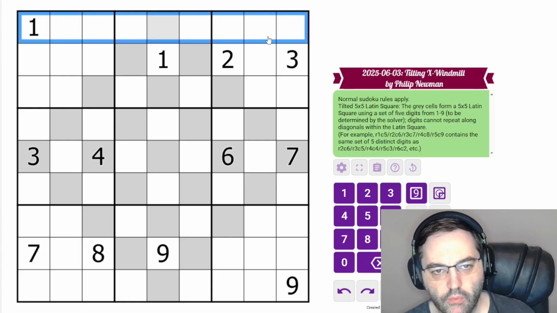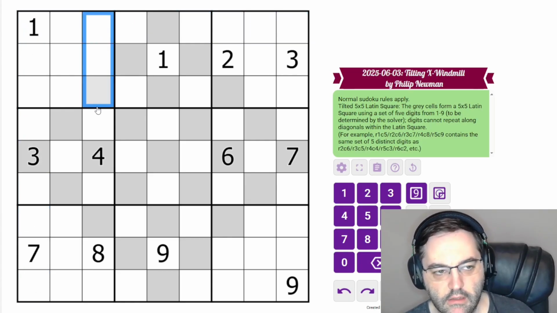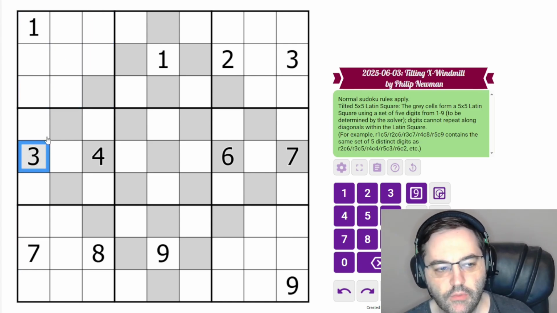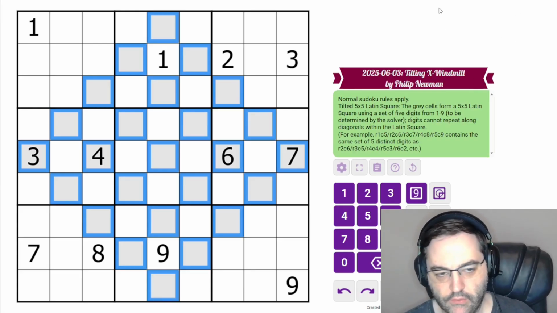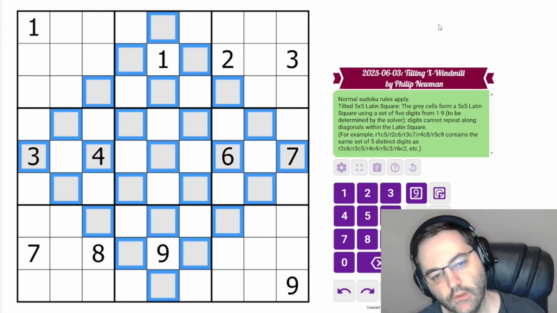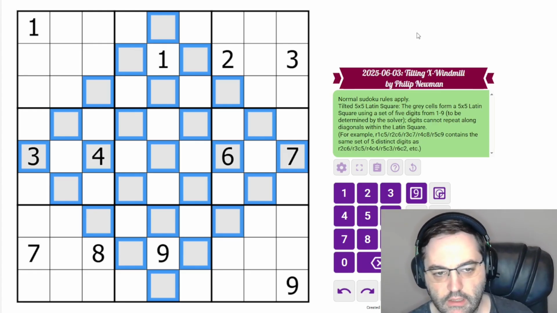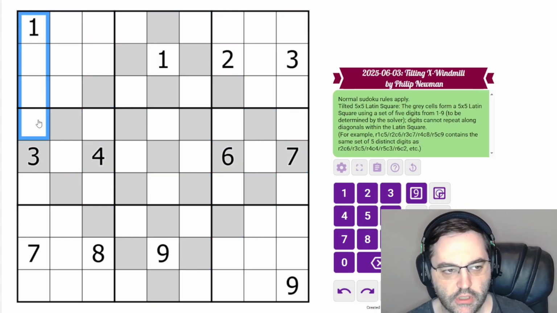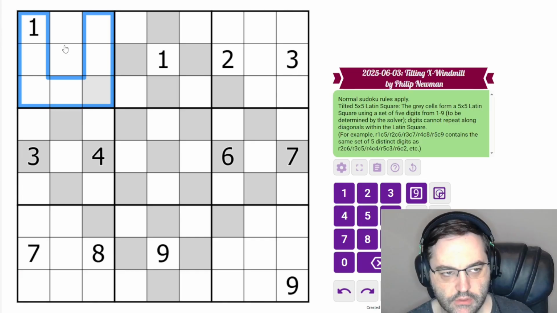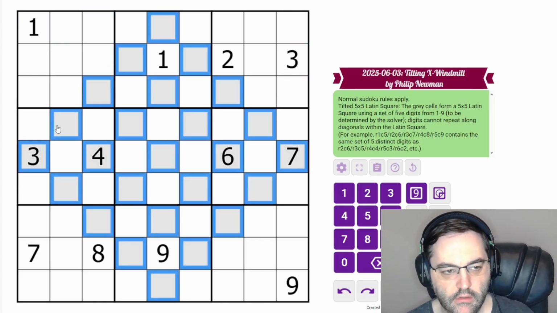We have normal Sudoku rules, 1 to 9 in each row, column, and 3x3 box. Additionally, we have these gray cells in the grid, and they form a Latin square, a 5x5 Latin square that is tilted at a 45-degree angle from the Sudoku grid. All a Latin square is, is the row and column restraints without the box constraints. So it is a grid of digits such that the same 5 digits appear in each row and column without repeats.